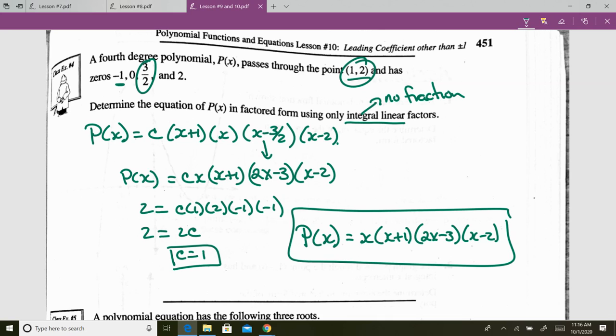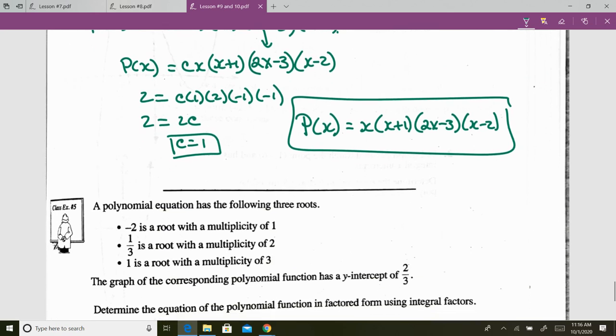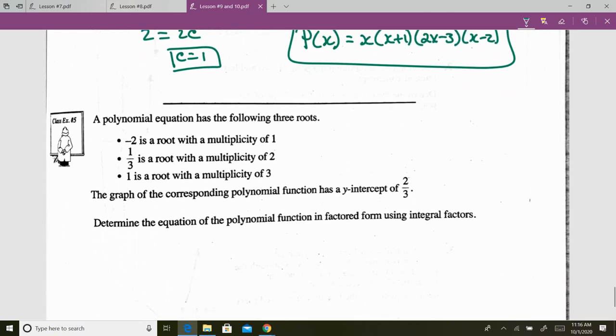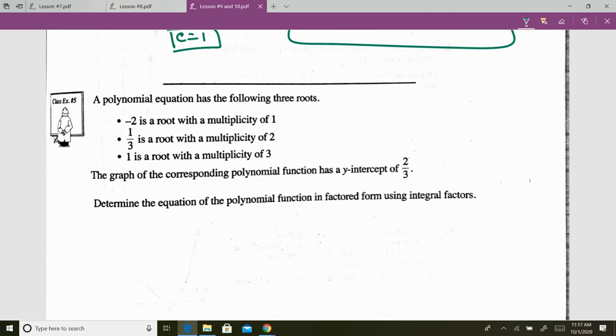One more question, then we're done. Is that clear? It's just what we did on the previous ones, except now they just give us the zeros, and we just have to write it in factored form and make sure there's no fractional factors. All right. Now we've got multiplicities involved.